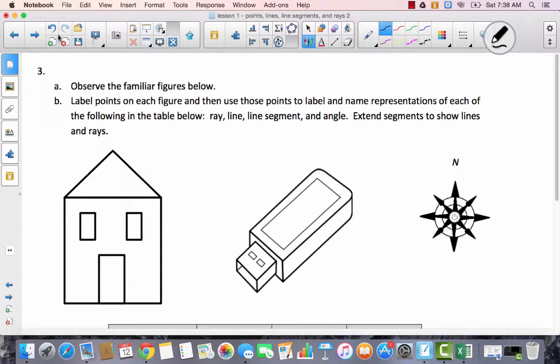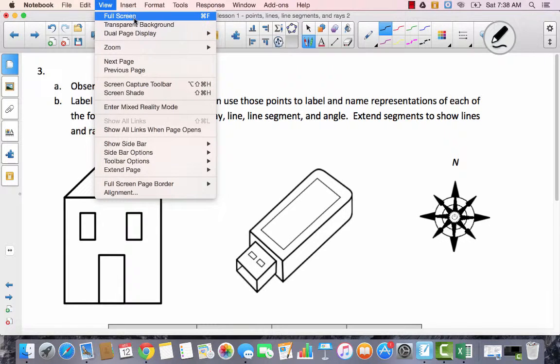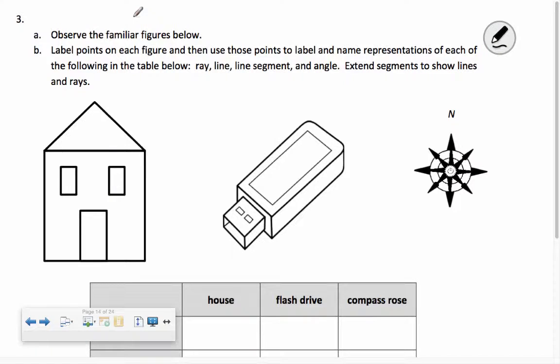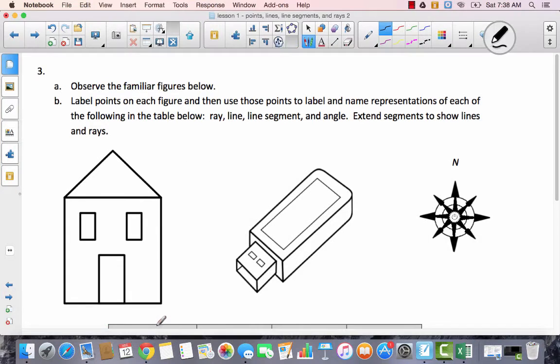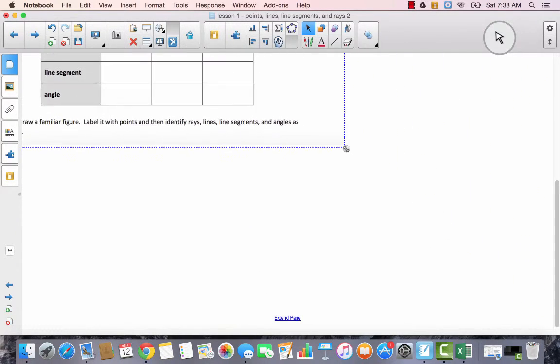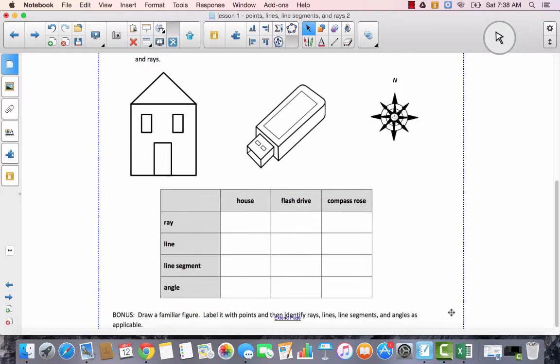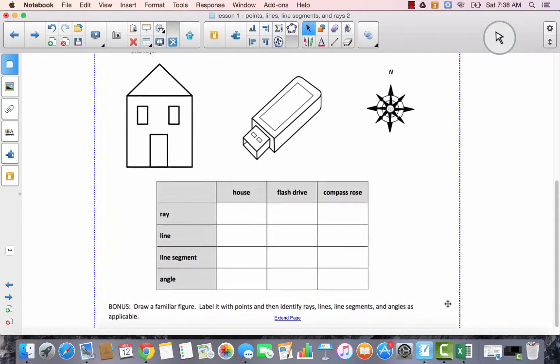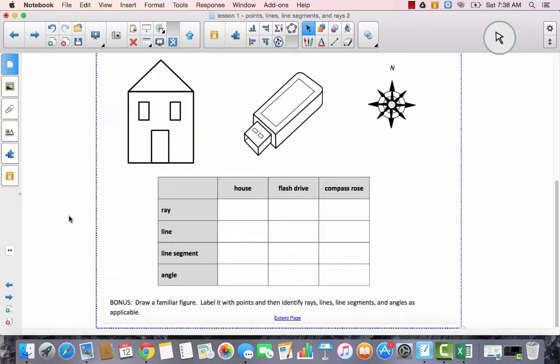Okay, so I'm going to make my page just a little bit bigger so that we can see the entire page. All right, I might need to make this smaller. We can't see everything. That's kind of hard, isn't it? Okay, so let's see if I can adjust this. That's better. Okay, so I've kind of hidden the directions, but you can still see.